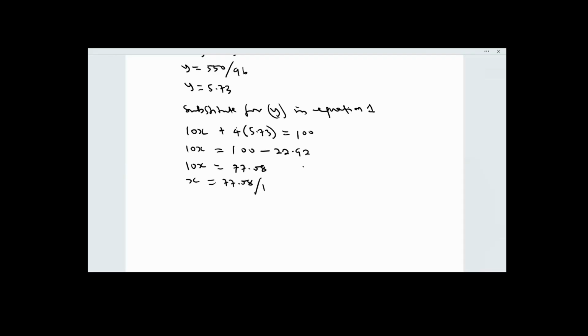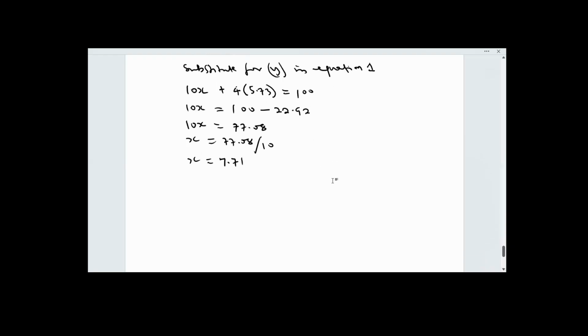So x will then be 77.08 divided by 10. X equal to 7.71. Therefore, my shadow price will then be equal to x. Of course, your shadow price must be in naira. That's why it is called shadow price. So x is 7 naira 71 kobo. Y equal to 5.73. So this represents the extra contribution that can be derived.